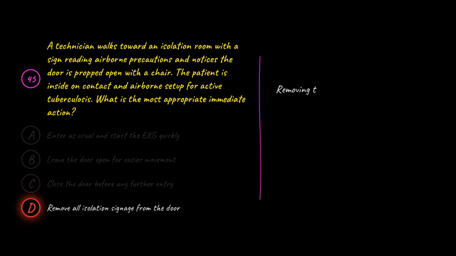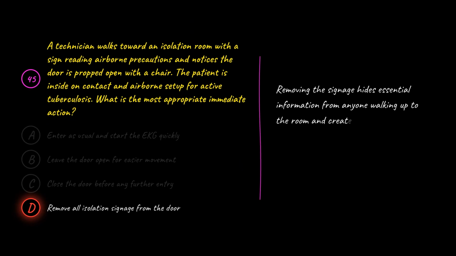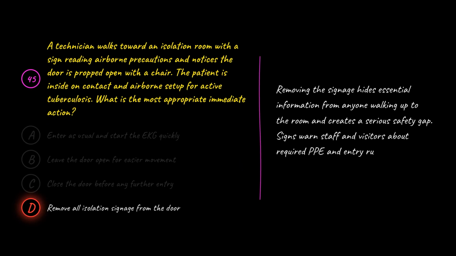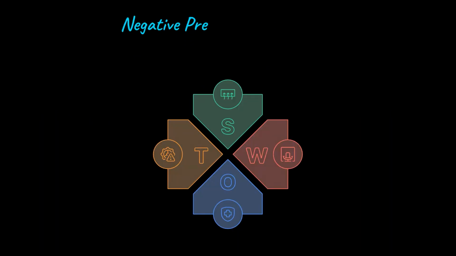D is wrong because removing the signage hides essential information from anyone walking up to the room and creates a serious safety gap. Signs warn staff and visitors about required PPE and entry rules for the room. When an airborne isolation room's door is left open, the entire containment system fails. Understanding why requires knowing how negative pressure rooms actually work.